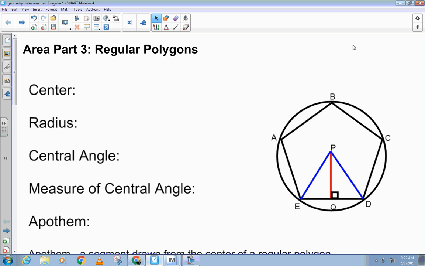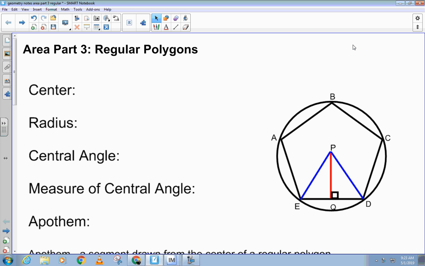We're talking about how to find the area of a regular polygon. Does anybody remember what a regular polygon is? Regular polygon: all the sides are equal, all the angles are equal. So like your equilateral triangle, your square, your pentagon, where all five sides are equal, your hexagon, where all the sides are equal, all the angles are equal, okay? Those are regular polygons.